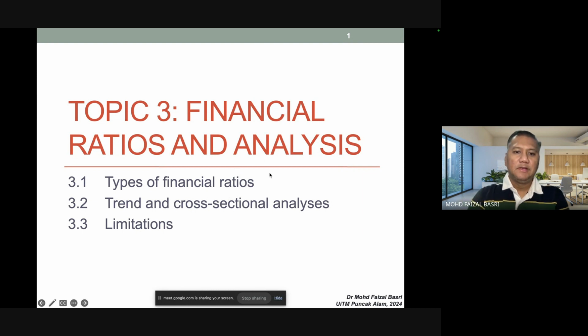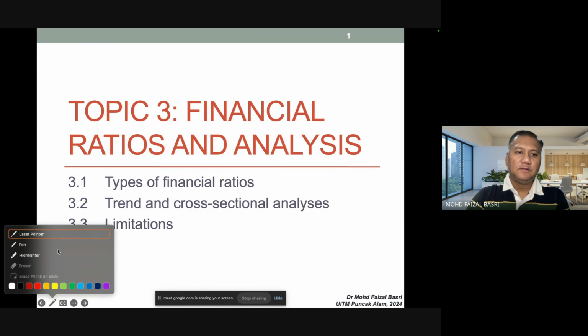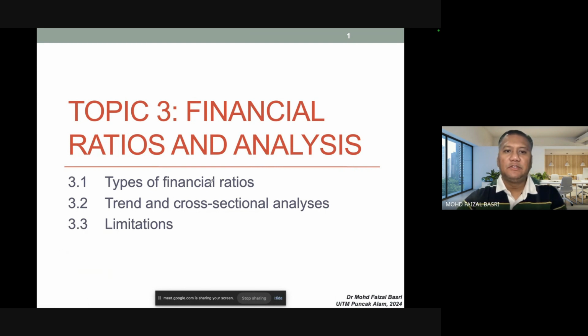Okay, so just to see from the 3.1 here, types of financial ratios, we'll see in a while, we will go through 5 categories. Okay, 5 categories of financial ratios, and each category will have multiple financial ratios. If I'm not mistaken, from these 5 categories, we're going to end up with 23 different financial ratios. Okay, there are a total of 23 financial ratios out of these 5 categories.